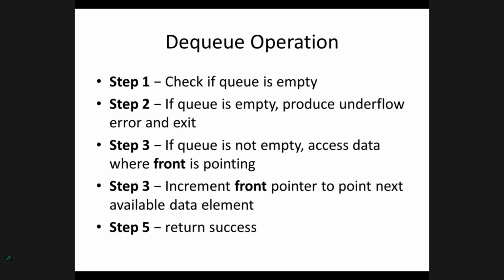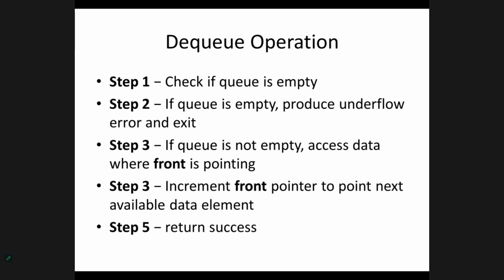So first check if the queue is empty. If the queue is empty, then produce an underflow error. Okay, some warning: nothing to be deleted, and exit. Step 3, if the queue is not empty, access the data where front is pointing. Now we know front, so now delete. Then increment the front pointer to point to the next available data element. Now there is a new front, so that needs to be reflected clearly, and then return success.